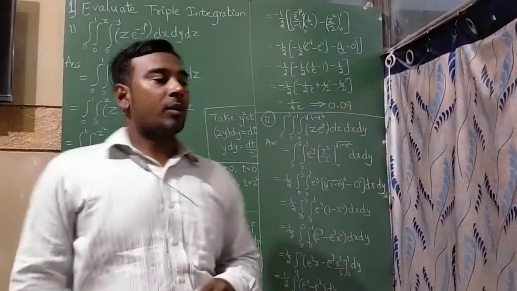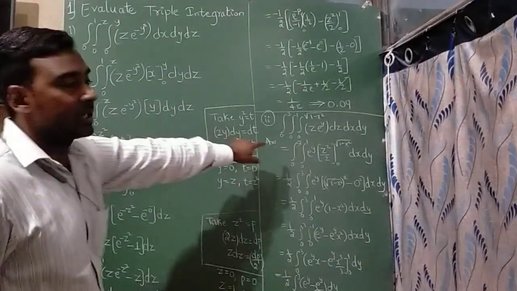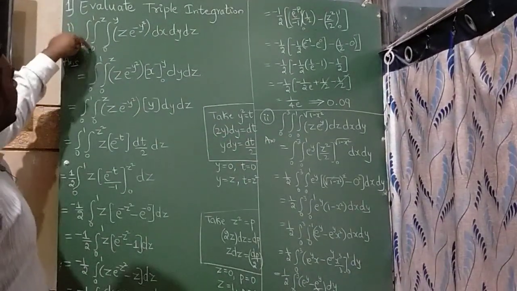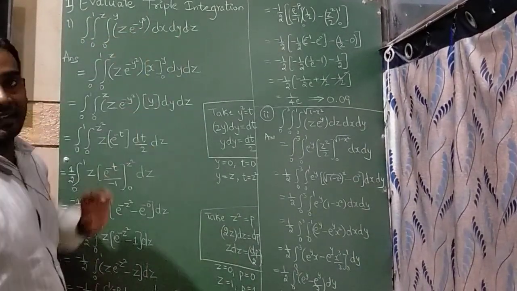Hello everyone, today's topic is evaluate triple integration. Okay, I have written two sums here. The first sum is the triple integral from 0 to 1, 0 to z, 0 to y, of z e raised to minus y square, dx, dy and dz.